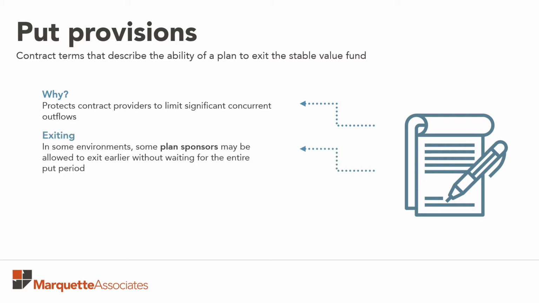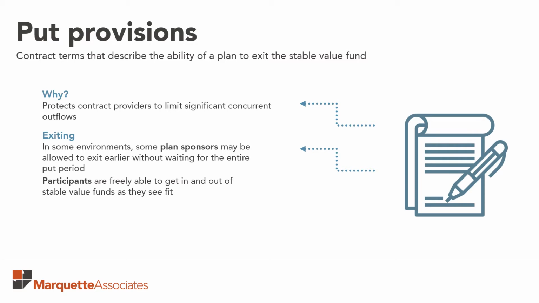However, in some environments, the fund may allow some plan sponsors to exit earlier without waiting for the entire put period. Also, participants are freely able to get in and out of stable value funds as they see fit, and this makes sense since smaller individual investors are making independent personal financial decisions to exit. It's more unlikely that numerous participants will leave the fund at once.